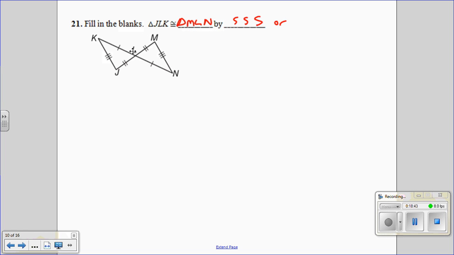Or you should notice that this is a vertical pair. So you could also say side, angle, side. Either one would work. Now, to give you another hint, there's a test question very similar to this review question, but it's only solved by the first one, side, side, side. Don't let it confuse you. It will not be a vertical pair.